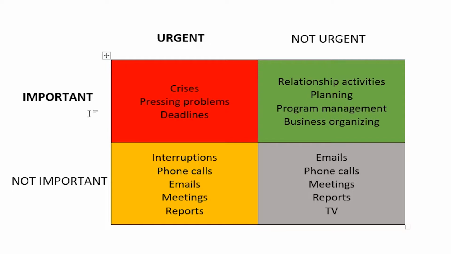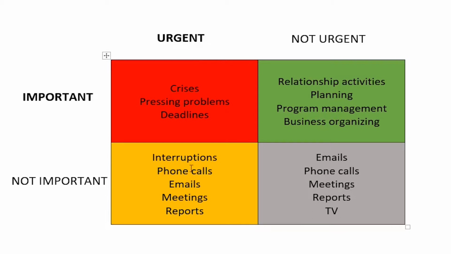You then have the not urgent yet important things to do. This has to do with relationship activities, planning, program management, business organizing, etc. These are the things that we need to do. These are the things that we tend to procrastinate upon the most, yet they are the most important things we need to pay attention to.